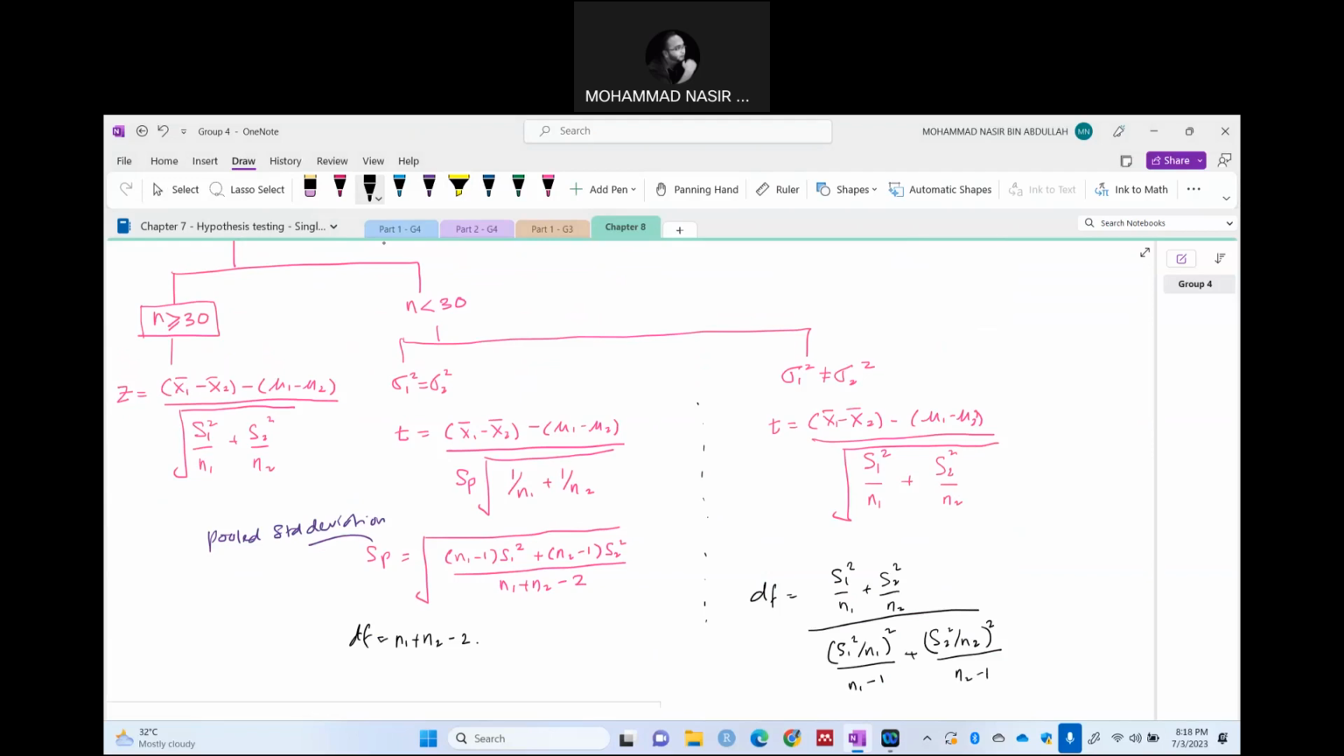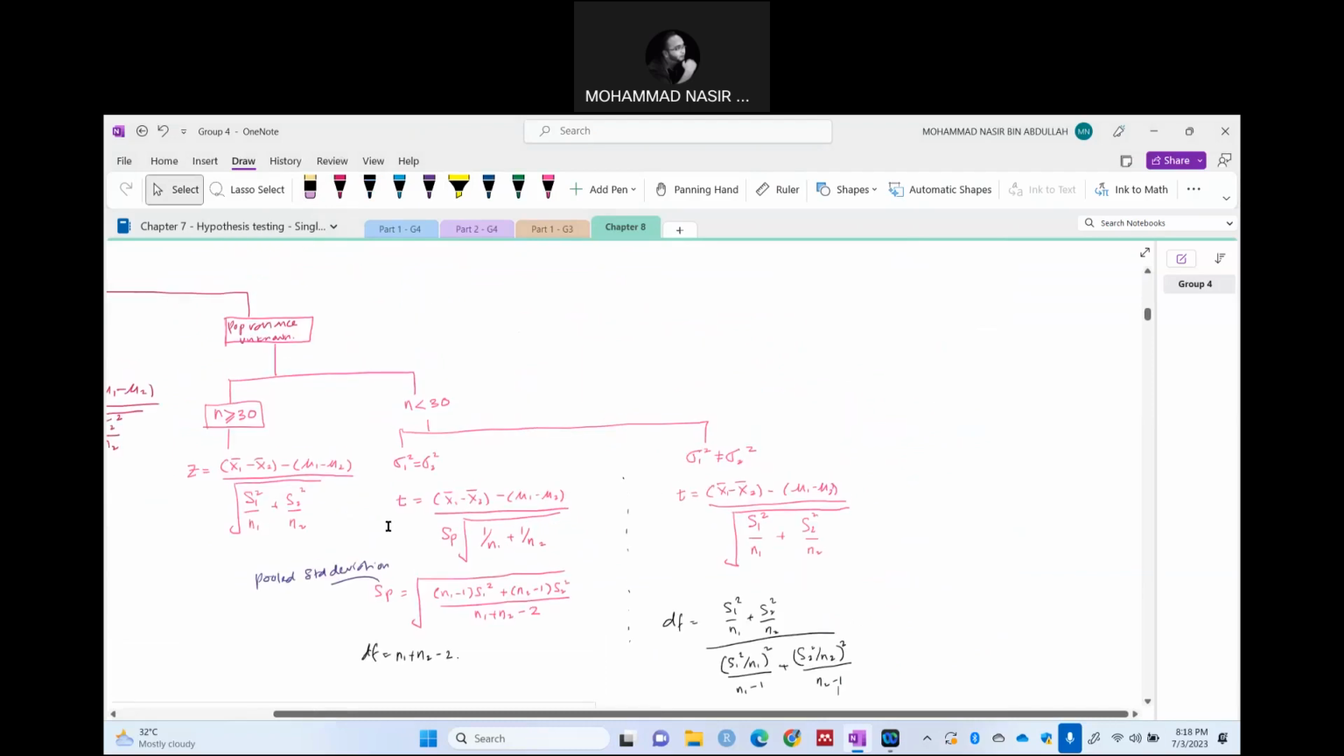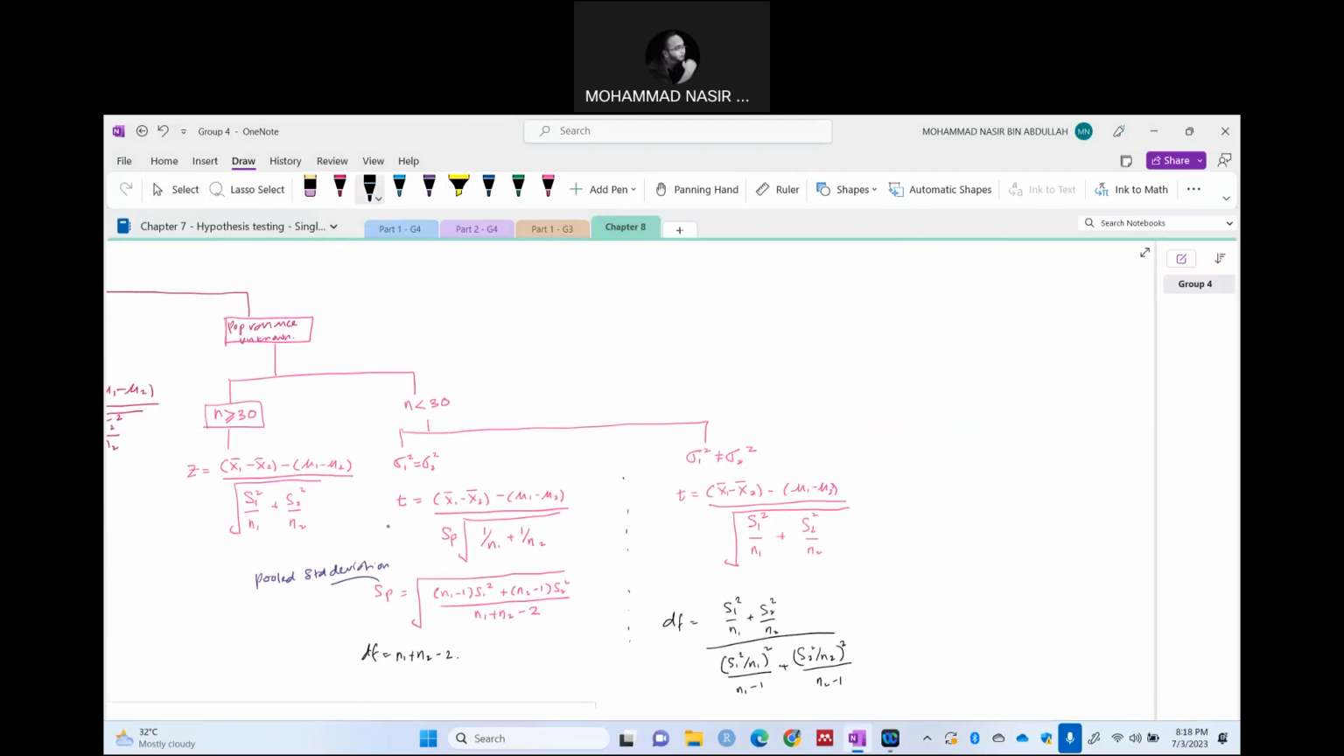Right? So basically in your final exam or test number 2, there will be a formula given. But you need to understand where and when to use the formula. Okay? So in this case where the population variance is unknown, N less than 30. Right? Done?